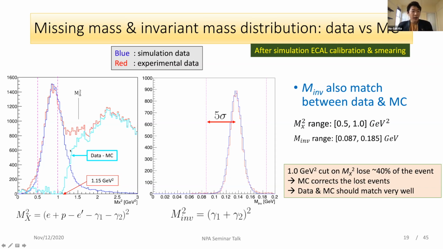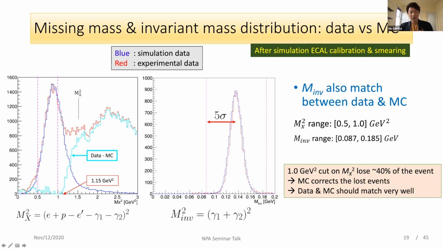And by looking at the distribution where the experimental data and the simulation data match, I give an event selection cut, shown in the magenta line, to select only the proton event and the pi0 event. And the cyan line on the missing mass distribution represents the data subtracted by the Monte Carlo simulation. We see that most of the contamination starts around 1.15 GeV squared. With the proton event selection cuts, this mismatch between the data and the simulation is less than 2%.